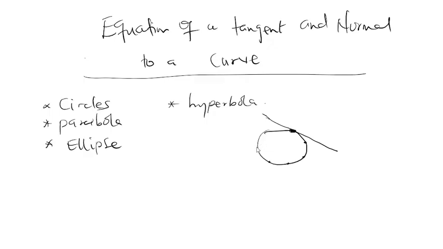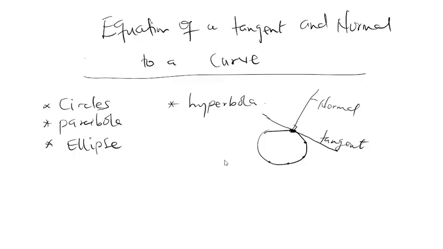Then we talk about the normal too. The normal is a line perpendicular to the tangent at the point of contact. So at this point, you can have a line which is perpendicular to the tangent here. So this line becomes the normal. And this is the tangent. So normal is perpendicular to the tangent of a curve.